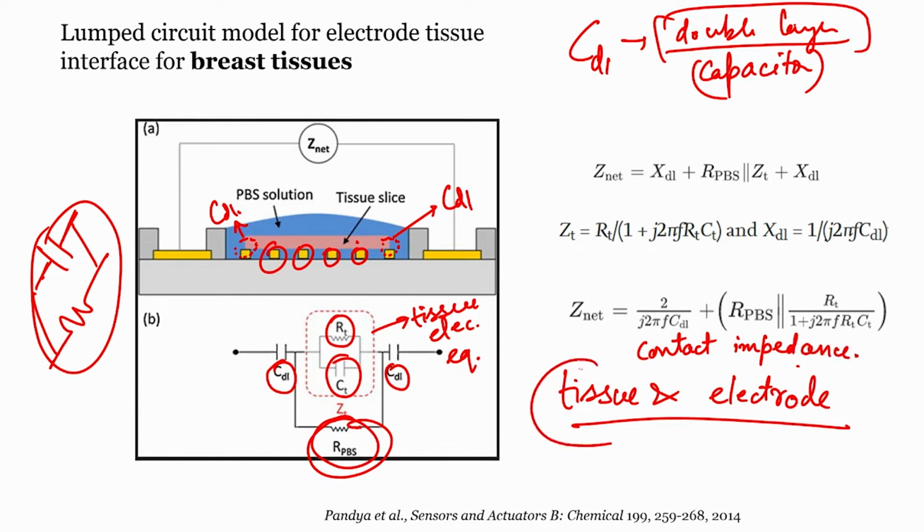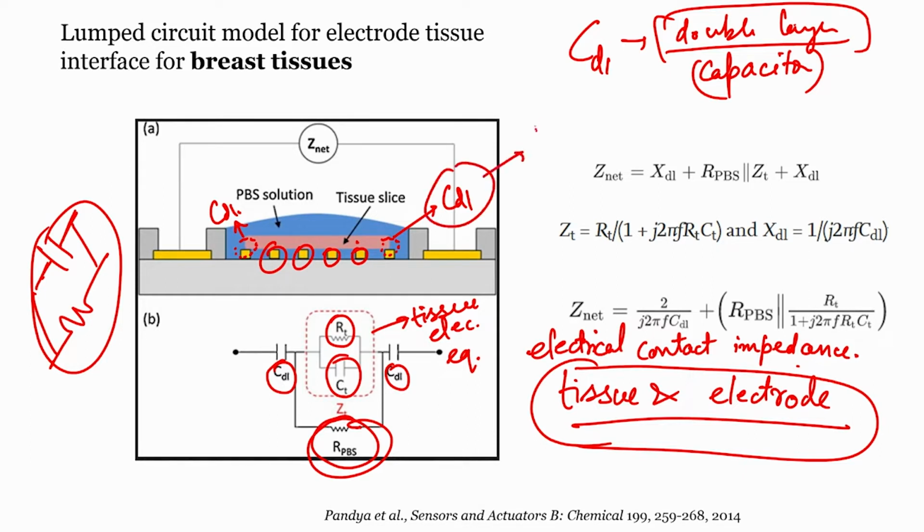And this can affect the measurement to a great extent. Let us say you do not have a proper contact. When I say contact, I mean electrical contact. When you do not have electrical contact between tissue and the electrode, what would it mean?